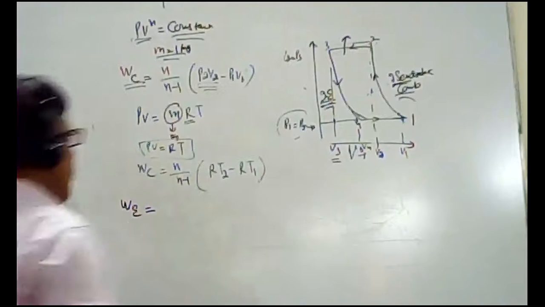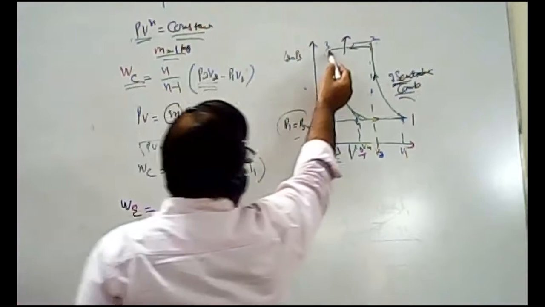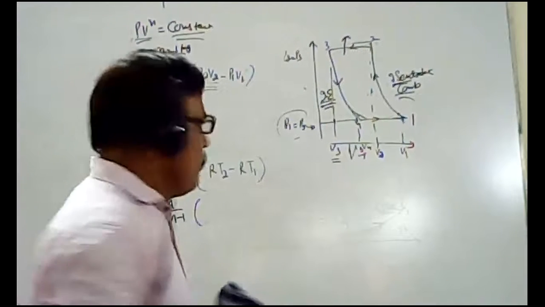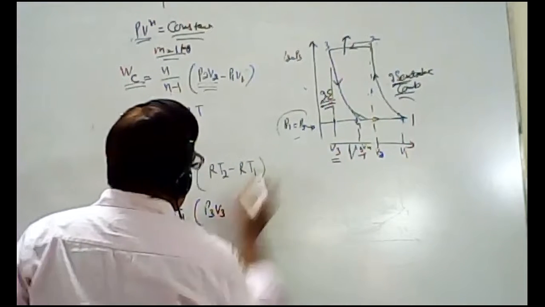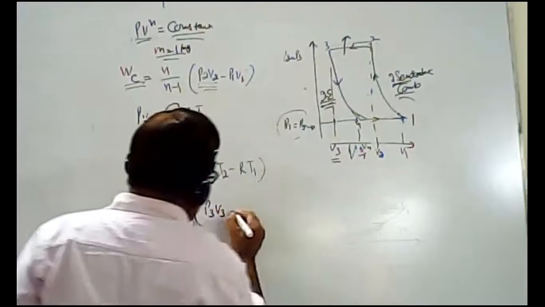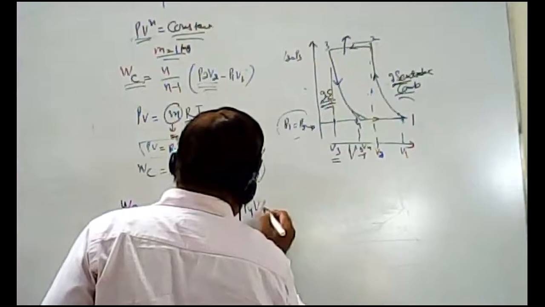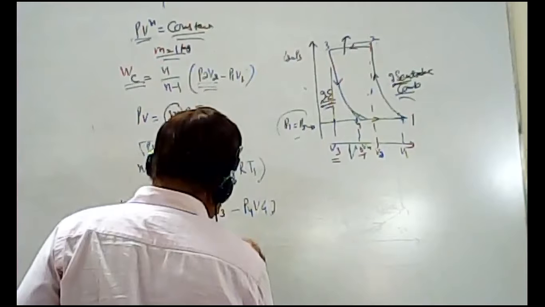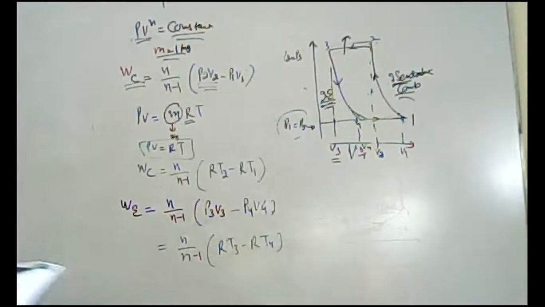So during expansion, the work done by the expander will be equal to n divided by n minus 1 from 3 to 4. So the expansion process will be from point 3 to 4. So work done during expansion is P3 V3 minus P4 V4. What will be the pressure and volume at 3, P3 V3, and at 4, P4 and V4? I can rewrite this equation like this: R T3 minus R T4. Okay, so this is the work done during expansion.